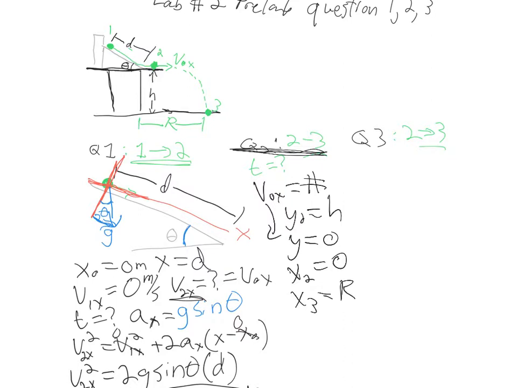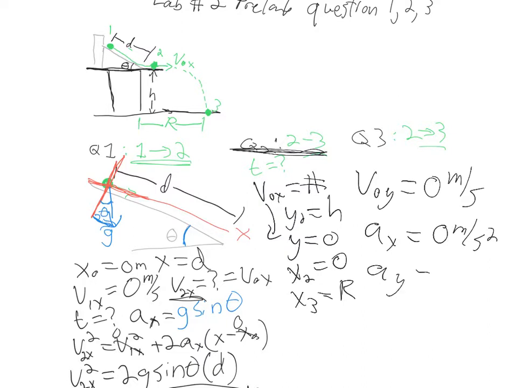With those variables, you can solve because you know that at that point, your y velocity is going to be 0 meters per second. Your acceleration in the x now, because you're in normal projectile motion, is going to be equal to 0 meters per second squared, and your acceleration in the y is just going to be negative g. And so with those things, you should be able to solve first for the time and then for the distance r.